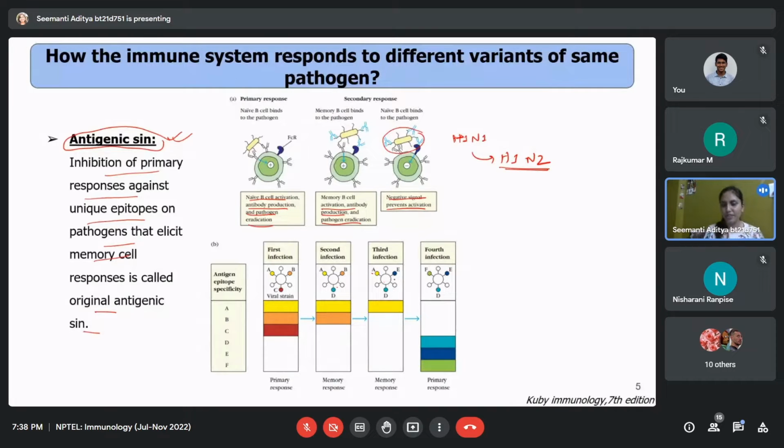So that way they commit a crime, and that is known as an antigenic sin. Only when the pathogen totally changes all its epitopes and comes as a new kind of virus or new pathogen, is your primary response started again. Otherwise your primary response is inhibited. So this is something very interesting that I found.